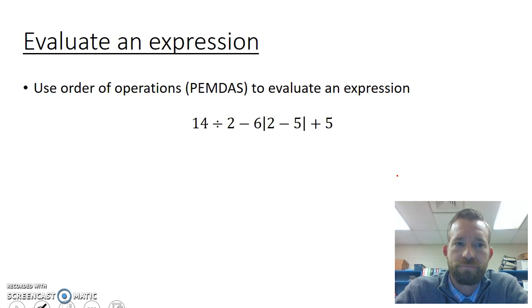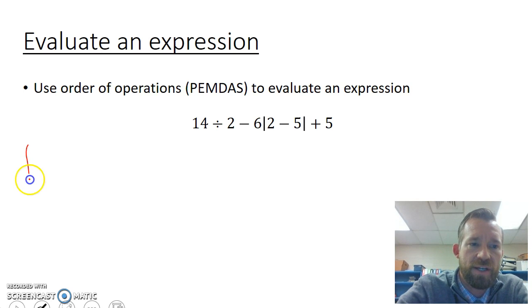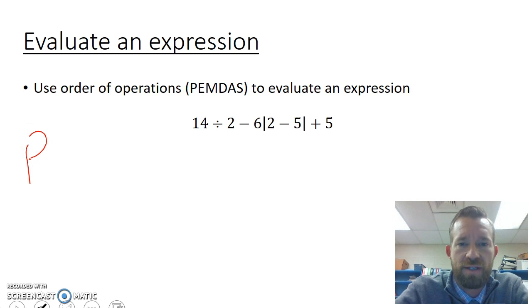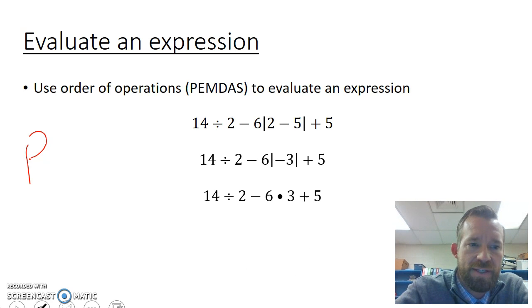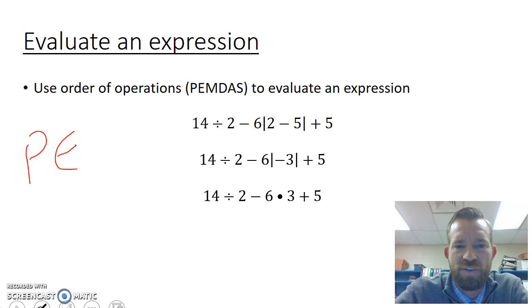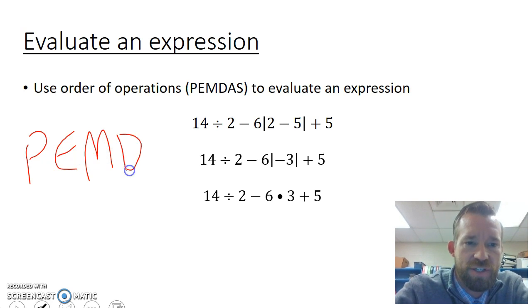When we evaluate an expression, we're going to use PEMDAS, order of operations. So we go through parentheses first. The absolute value here counts as parentheses, so we do that first. At this point, we go to exponents. There is no exponent, so we keep going down the list. We do our multiplication and division together.